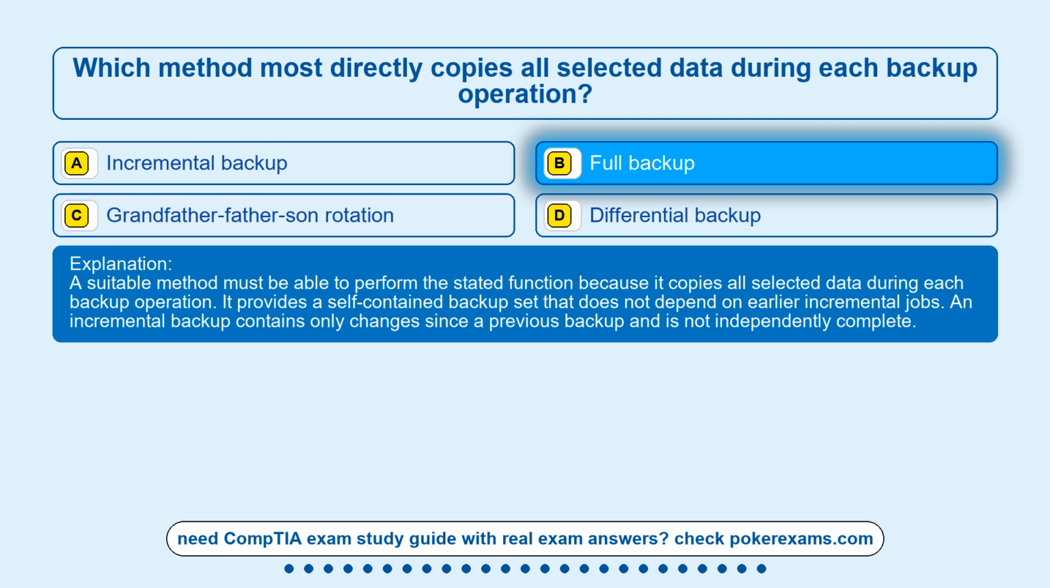A suitable method must be able to perform the stated function because it copies all selected data during each backup operation. It provides a self-contained backup set that does not depend on earlier incremental jobs.